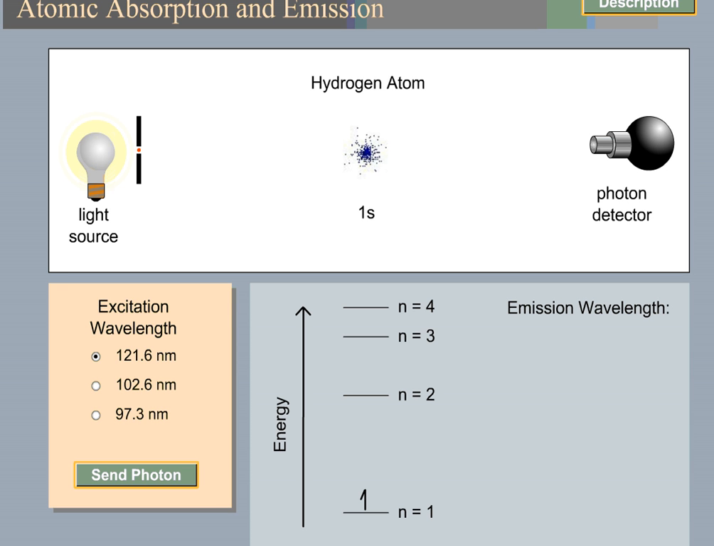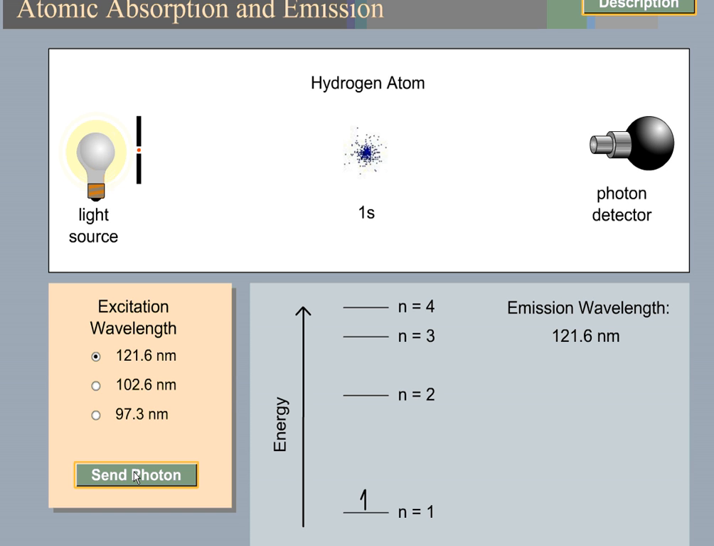Down in the lower left, we can change the wavelength of light that's being shown on the hydrogen atom. I'll go ahead and send the photon in there. You can see that the atom alters slightly, and then it releases a photon. The photon that was released had the same wavelength as what we sent in. It doesn't always have to be the case, but in this case it does.